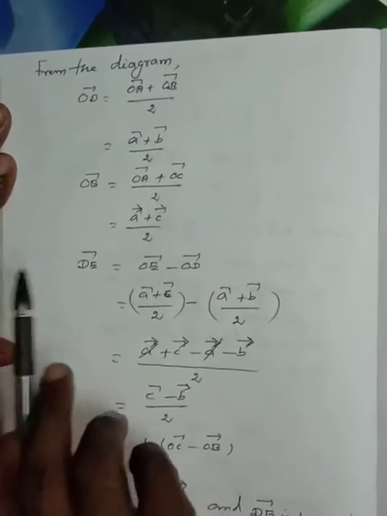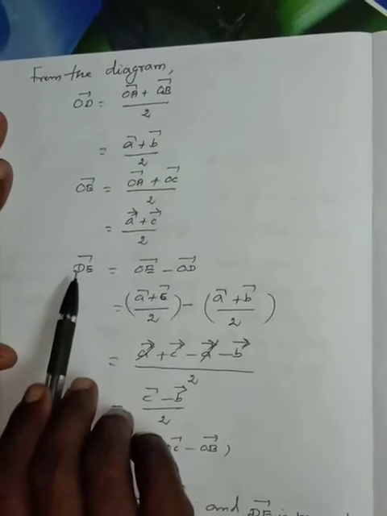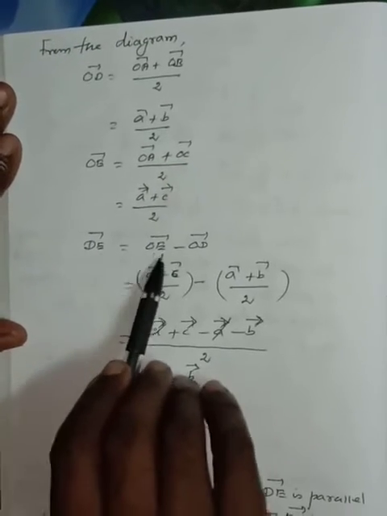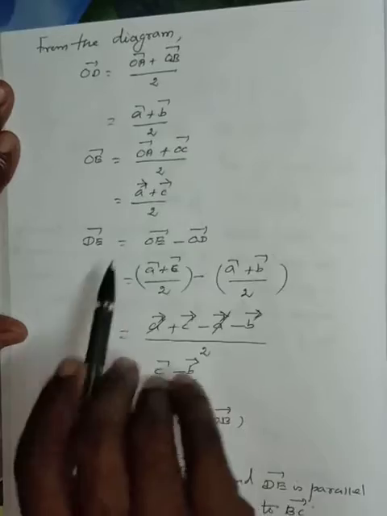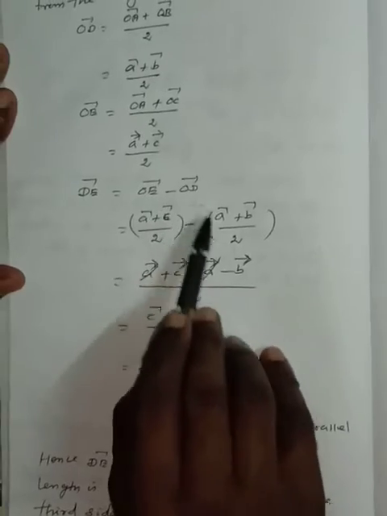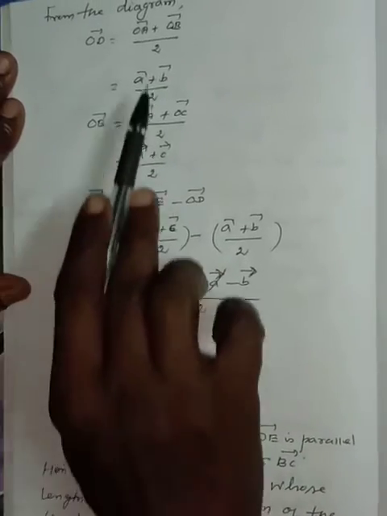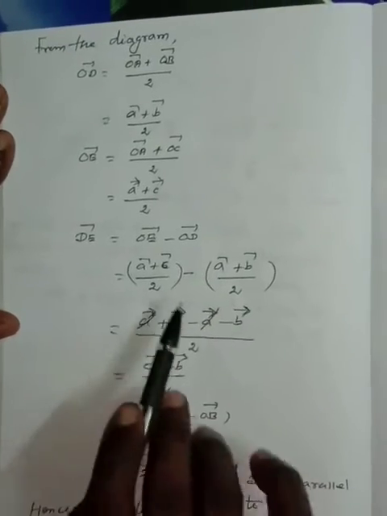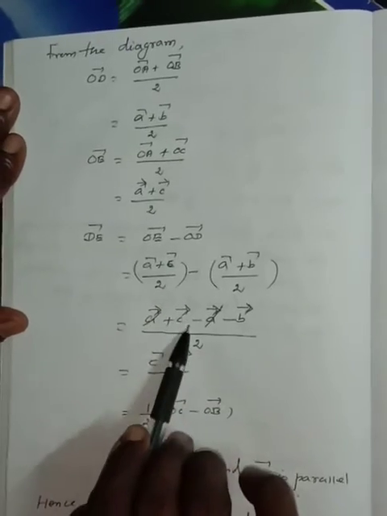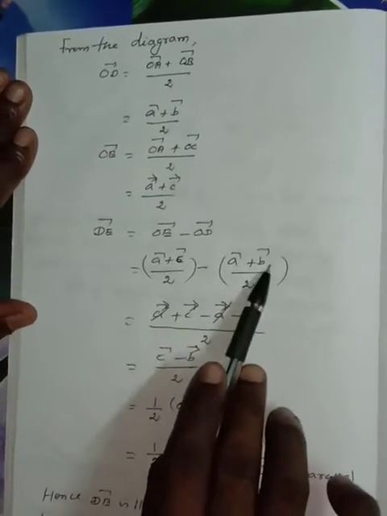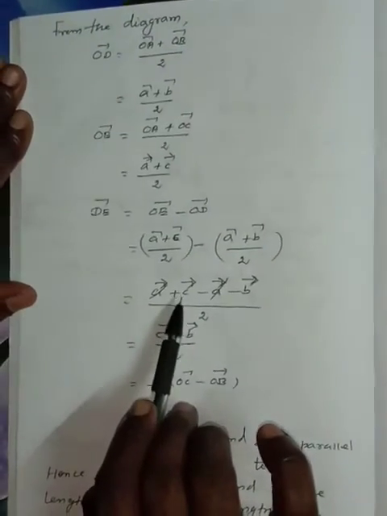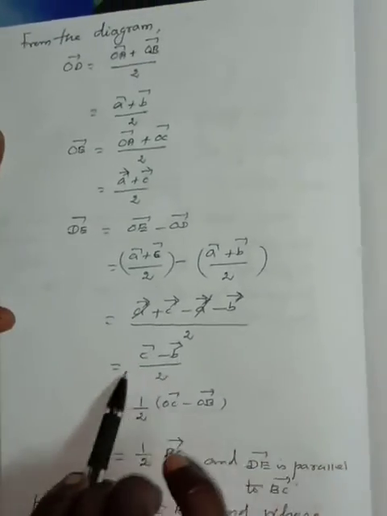Taking the origin, the position vectors of the points A, B and C, then DE vector is OE vector minus OD vector. Now OE vector is (A vector plus C vector) divided by 2 minus OD vector, which is (A vector plus B vector) divided by 2. Denominators are the same, therefore divided by 2. Numerator: A vector plus C vector minus A vector minus B vector. Now A vector and minus A vector are cancelled. We get (C vector minus B vector) divided by 2.